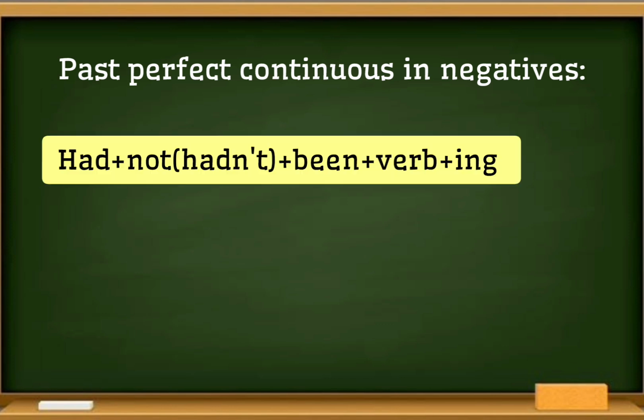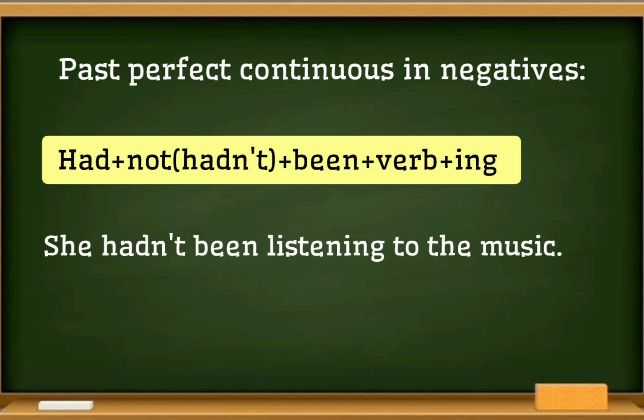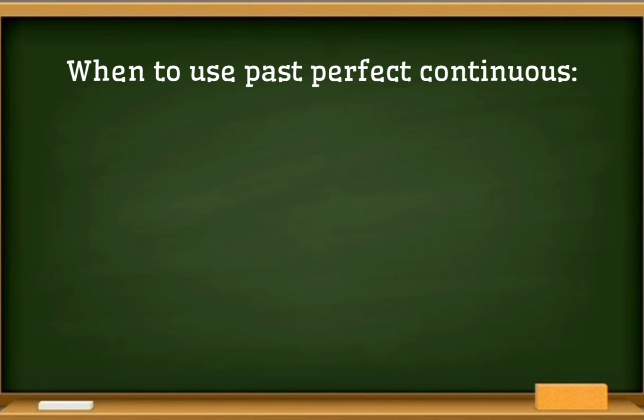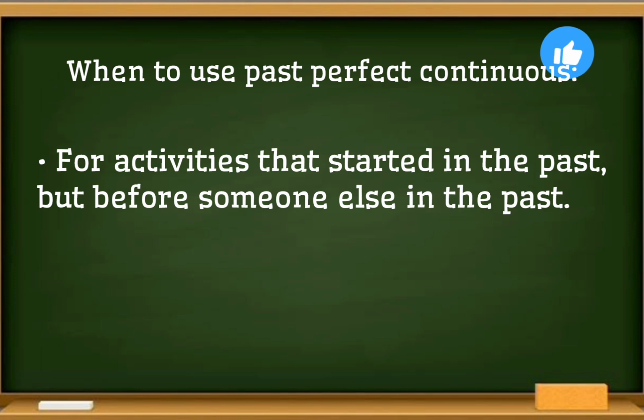Now, how to form past perfect continuous in negatives? Again, for that, we need auxiliary to have past form had, then we have to add not contracted into hadn't, plus verb to be, been, plus verb infinitive form plus ing. For example, she hadn't been listening to the music. It hadn't been raining.